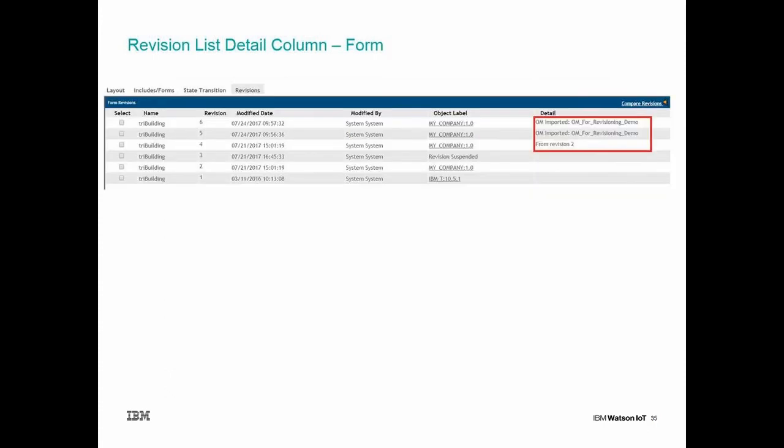And this is what the detail column looks like on a form. Very similar. For the ones that came from OM imports, it'll say OM imported and the package name. Or if it came from a revert, it will say from what revision it came. And also, as mentioned, anything that's blank, those are just standard object modifications. For example, you modify a form and publish it. Those will not show anything in the detail column for those revisions.